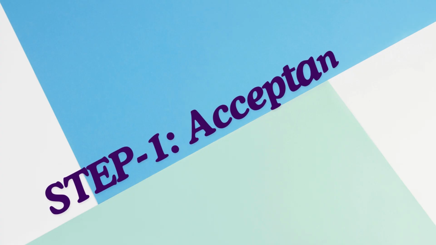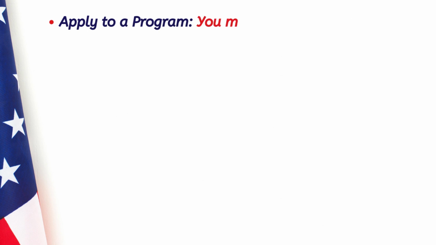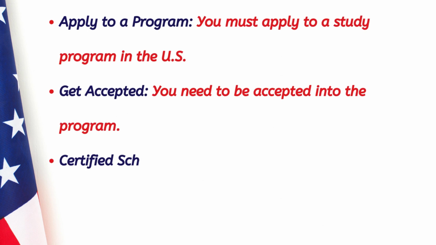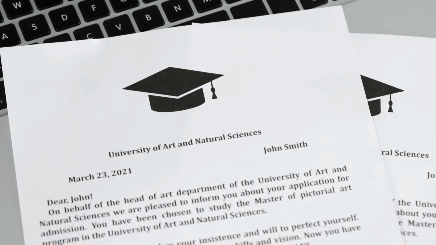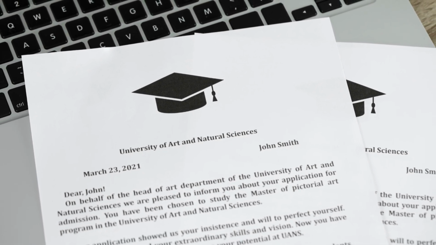Next, let's look at the steps involved in the process for applying for F-1 visa status. Step number one, you must have applied to and been accepted into the study program by a US Student and Exchange Visitor Program certified school, that is, an SEVP certified school.